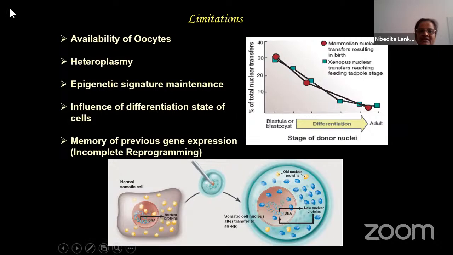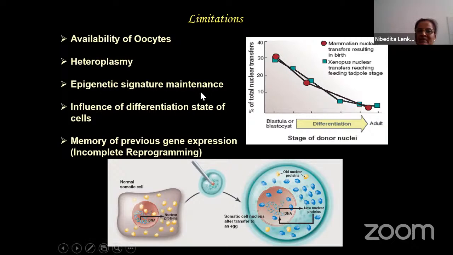But newer strategies are being developed. If you can remove the donor mitochondrial DNA by ethidium bromide treatment, then you can actually get the homoplasmic state. And then epigenetic signature maintenance. As we know, during development the embryo goes through different epigenetic states, de novo methylation and demethylation. Wherever you get the donor nuclei from, that particular signature is erased when you take it from the adult. So whether this can be maintained or not is another question mark.